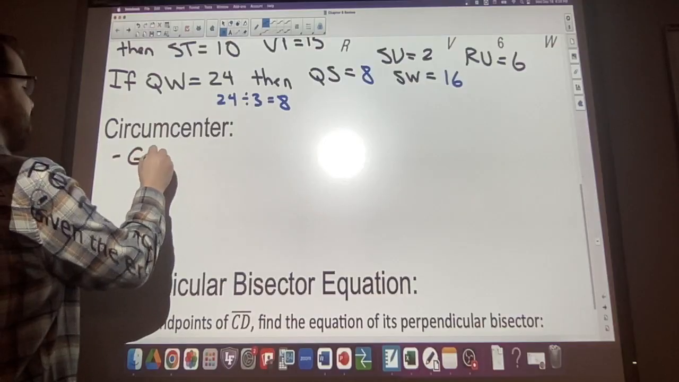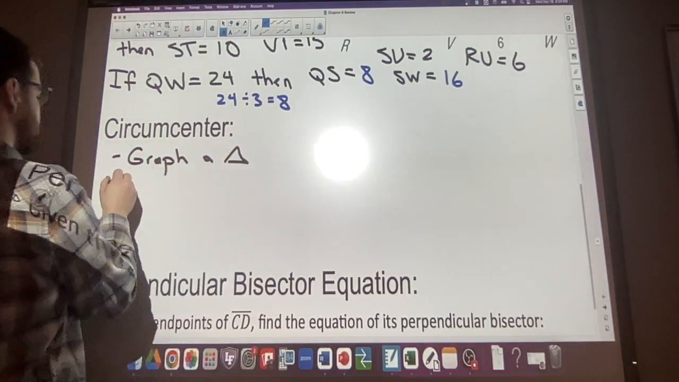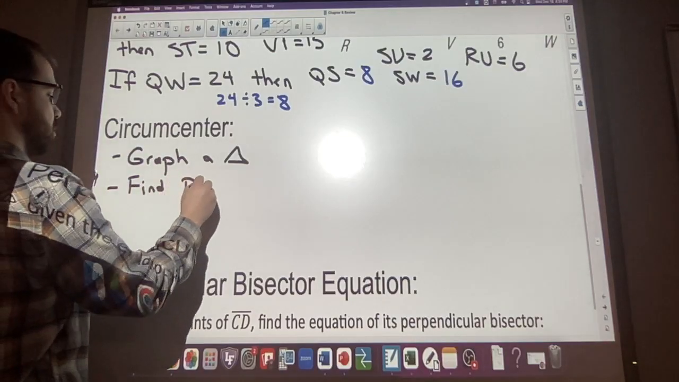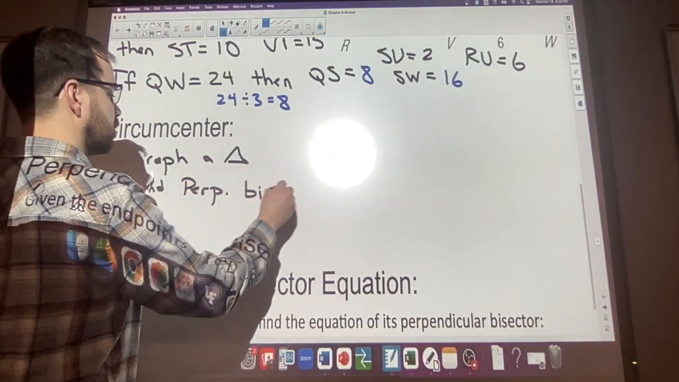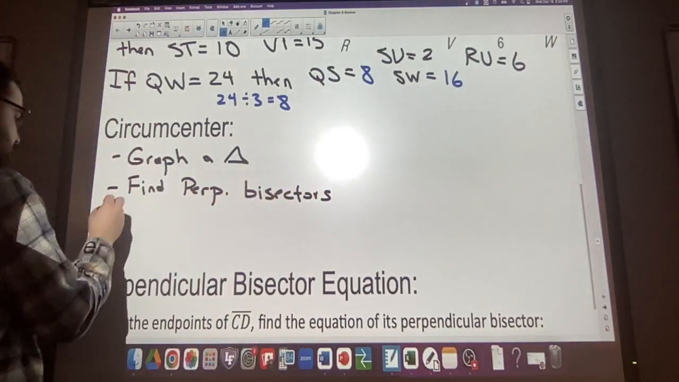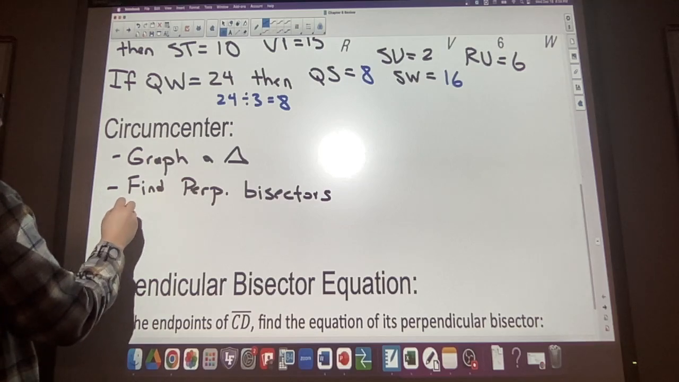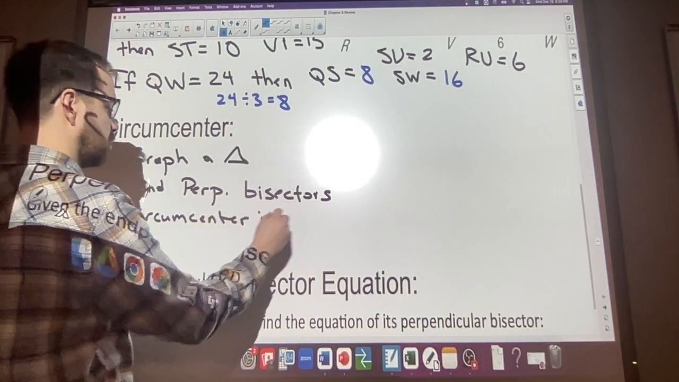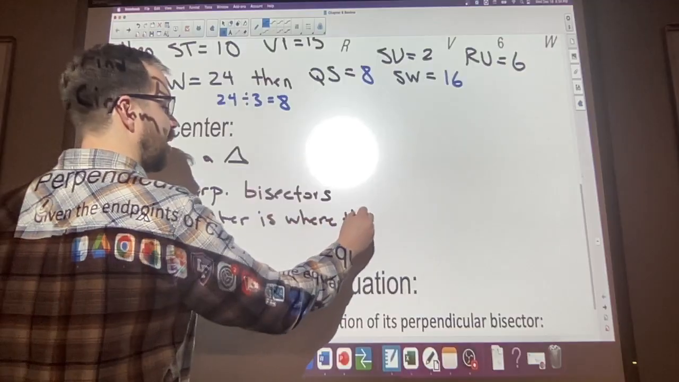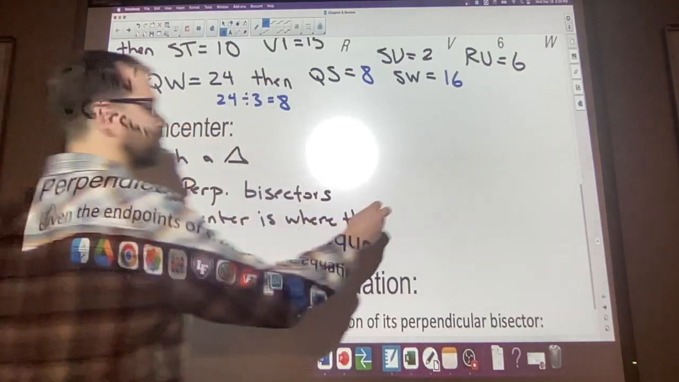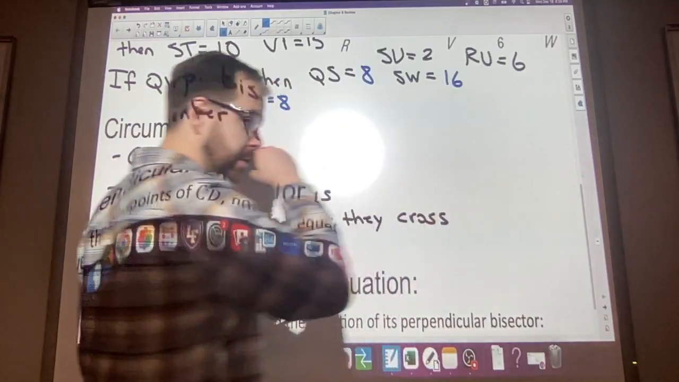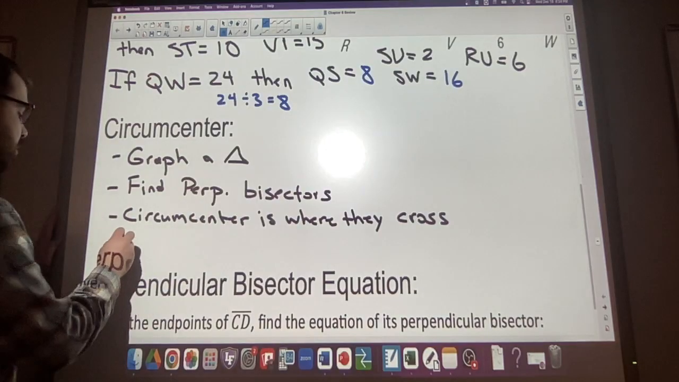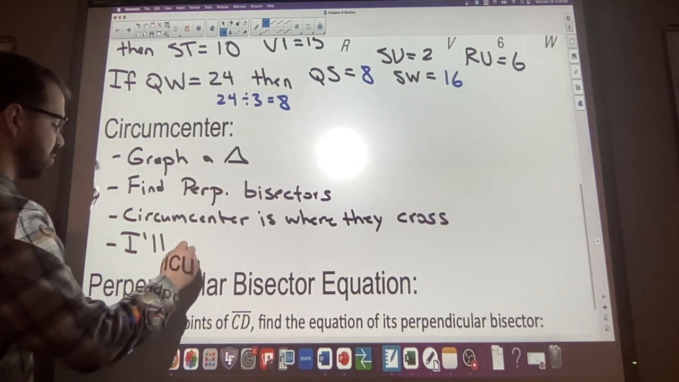you will have to graph a triangle. You're going to have to find the perpendicular bisectors. And the circumcenter is where they cross. Now, I'm not going to make it difficult because I'm going to give you a right triangle. So for a right triangle, they will cross on the triangle, which will make your job a lot easier. So I'll just tell you, I'll give you a right triangle.